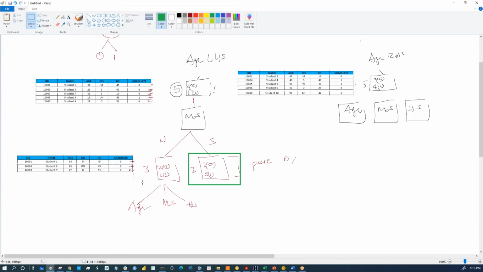Okay, so now for this left hand side, how many features do we have left? 3. I'm sorry, records, 3. And now let's assume that the hours spent is the winner.